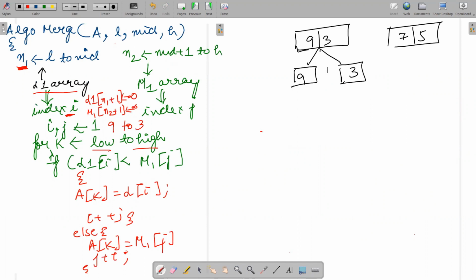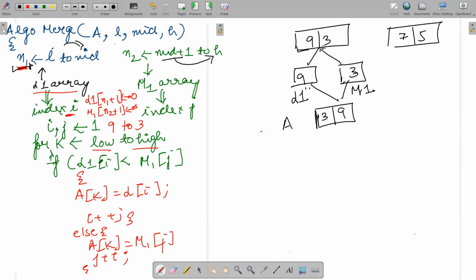They are stored in different arrays. This is stored in L1 and this is stored in M1. And their combined result, which is a merged result, was stored in array A. After comparing, whichever is less comes on the left side and whichever is higher comes on the right side. The same applies over here. Just check. Your N1 is a counter that works from the lower to the middle value, and N2 is a counter which works from middle plus 1 to the higher value.